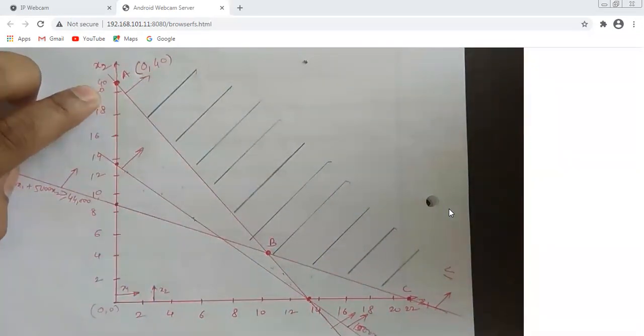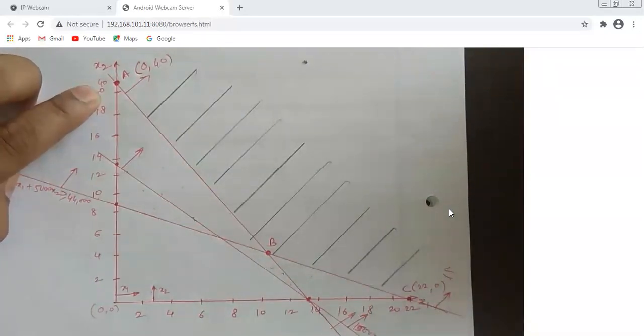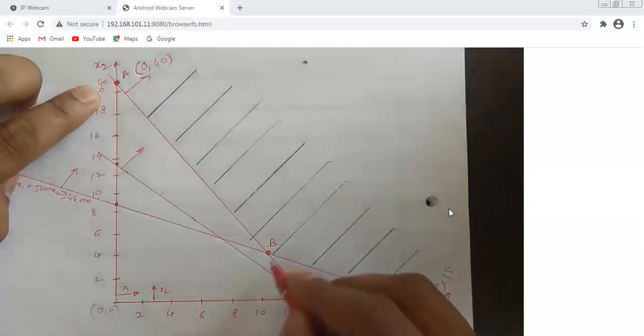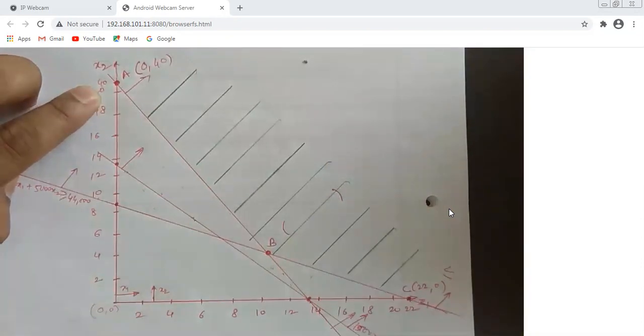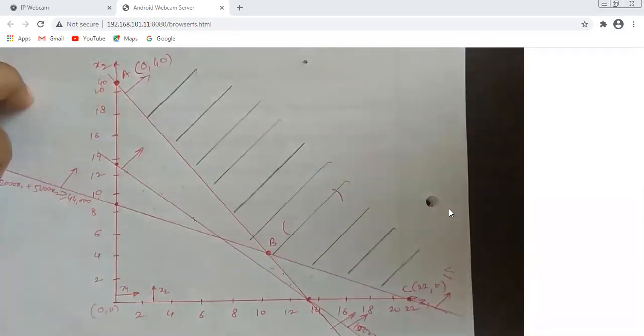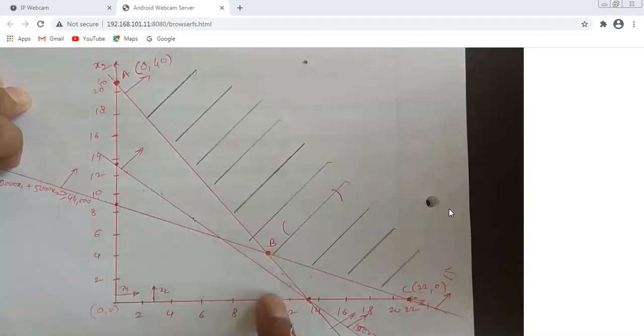Got it? Similarly, at C, x1 is 22, x2 is 0. Okay. Now at B, what are the coordinates? Again, I am repeating, if you are solving this numerical with the help of a graph, it is very easy to find the coordinates at middle locations. You just have to extend the line from this point in the horizontal and vertical direction. You can easily get the coordinates of x1 and x2.